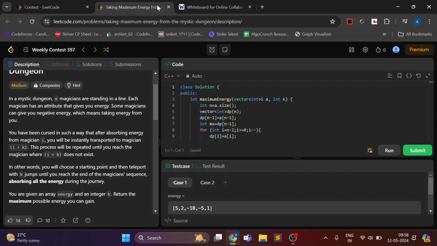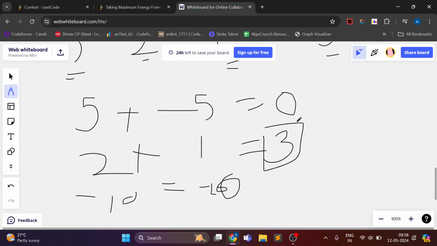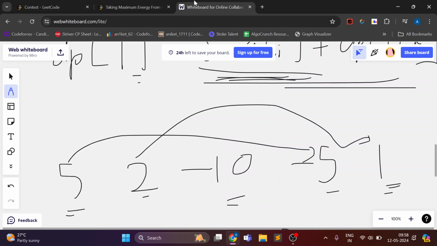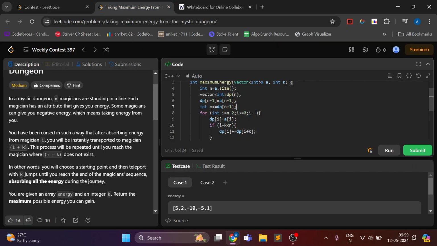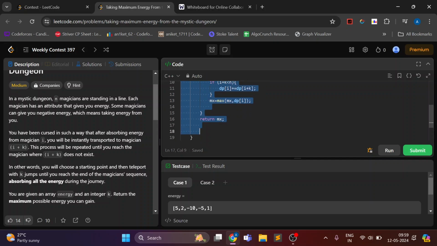So let's just see the code. First I declare dp and set dp of n minus 1 to a of n minus 1, and I also declare a max variable which is initialized with dp of n minus 1, because that can be one of my answers, the last element, and k is always positive, so you don't need to worry about infinite jumps at the last position.